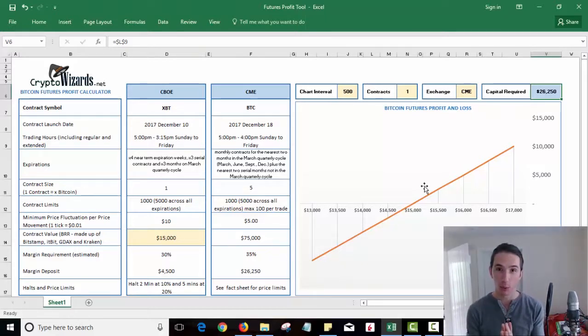But if you manage your money well and you're intelligent about how you place trades, you can trade Bitcoin more safely than owning it. And you're doing it on exchanges that are regulated by the CFTC. This is a really good thing for people who want to speculate on the price of Bitcoin.